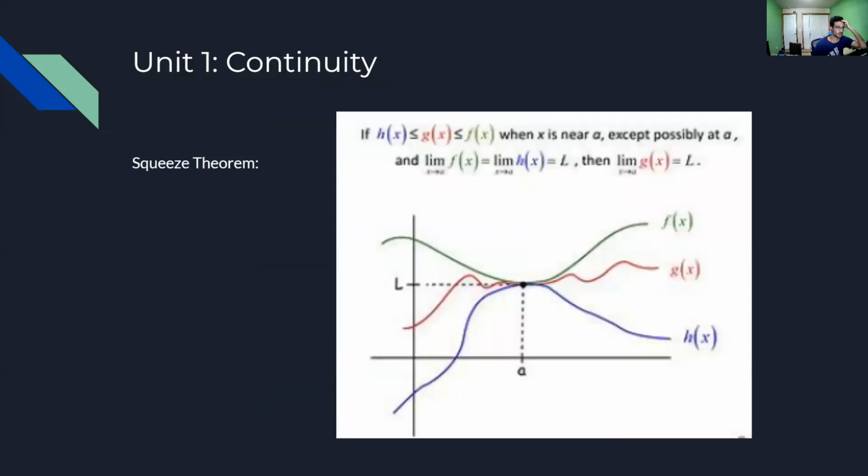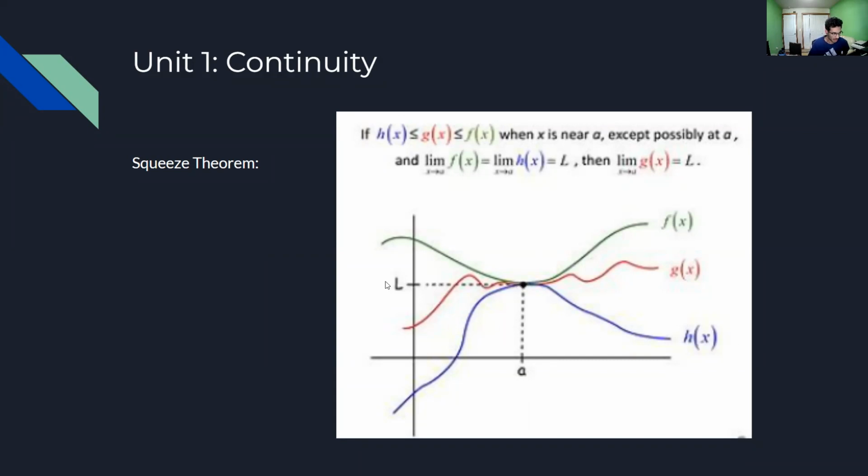All right, here is the squeeze theorem, which is not really covered too much. It was in unit 1, but basically it was saying if f of x, g of x, and h of x have this relationship where f is bigger than g, which is bigger than h, right? And then at a, f of x and h of x are the same value, L, right? If f of x is the greatest and h of x is the smallest, right?